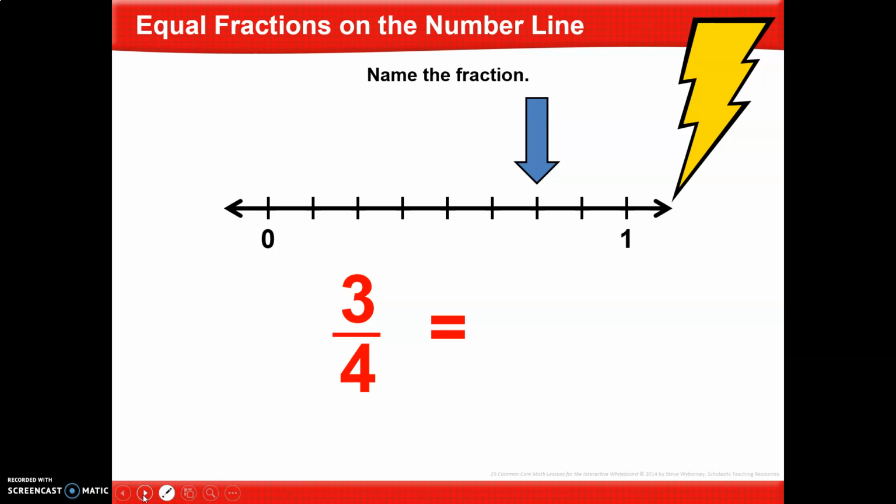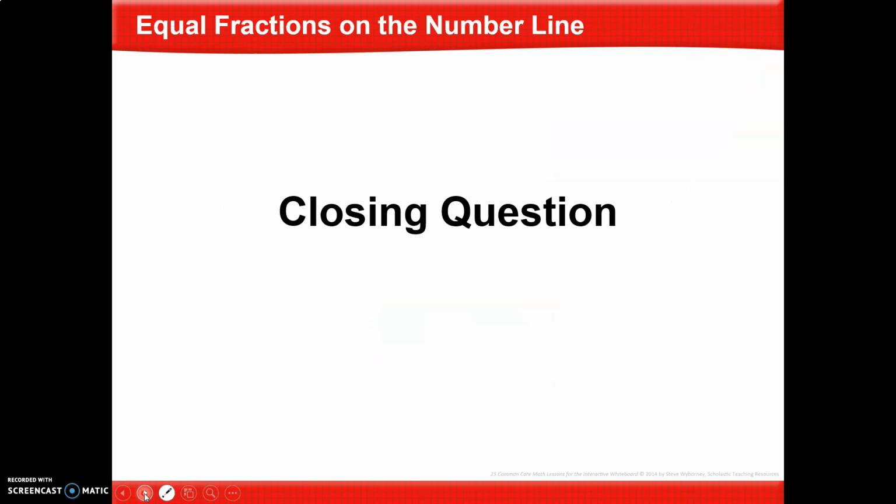And we can make it equal if we add some lines. How many do we have now? 1, 2, 3, 4, 5, 6, 7, 8. And on top, 1, 2, 3, 4, 5, 6 to the blue arrow. And that equals 6/8. So 3/4 is the same. It equals 6/8. They both mean the same thing.